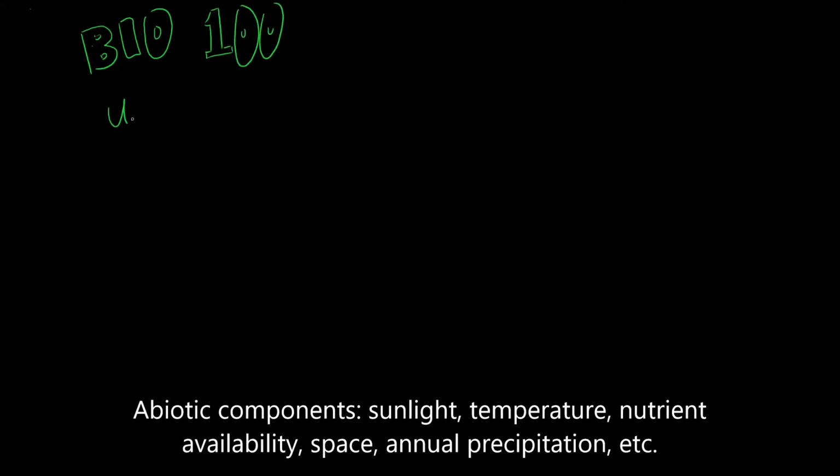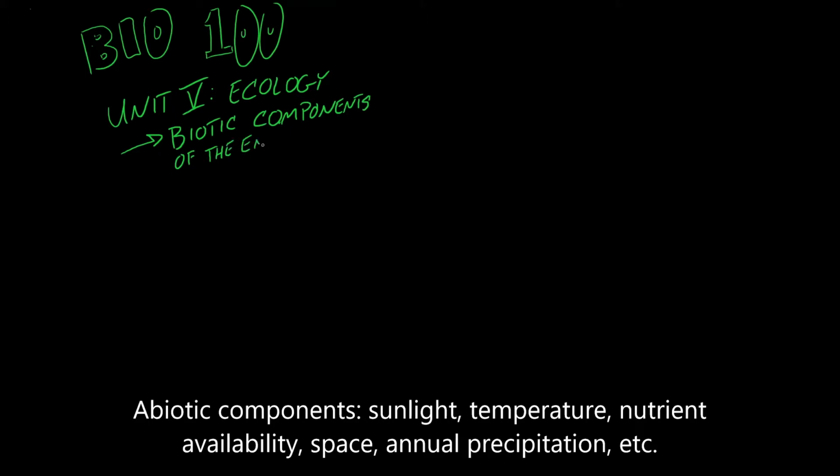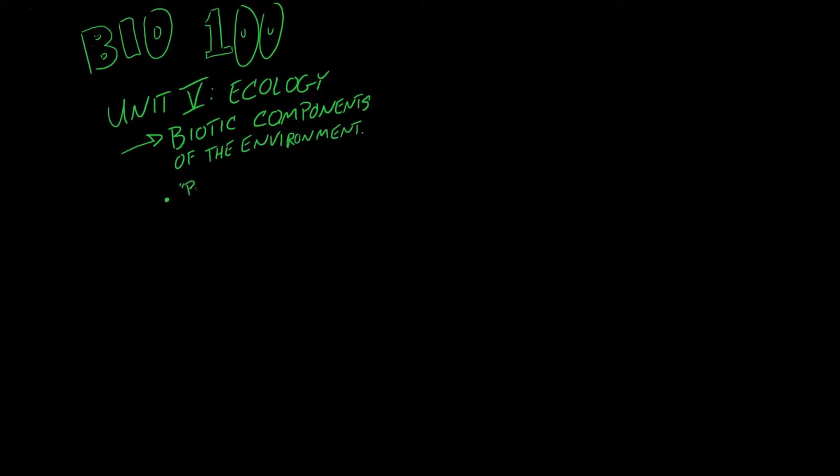In the last video, we finished up by talking about some of the abiotic, non-living components of an ecosystem, including things like sunlight and temperature and nutrient availability in the soil and space and annual precipitation, and all of these kinds of non-living features that an organism might have to interact with on a daily basis. However, there are other components of the environment as well, specifically the living components, and after all, since this is a biology course, we should probably focus on those quite a bit.